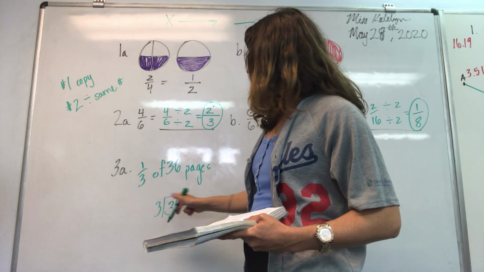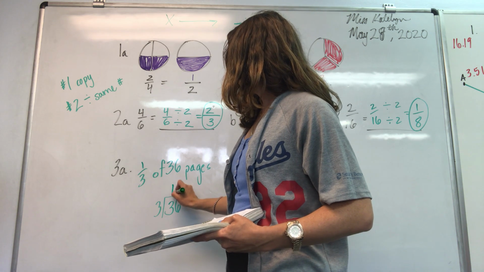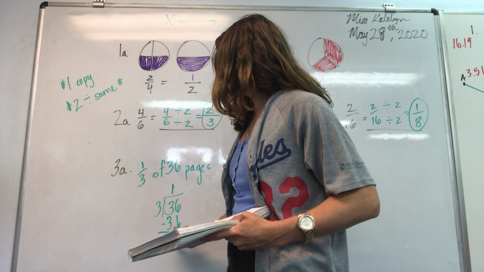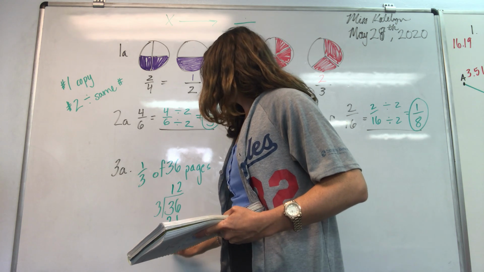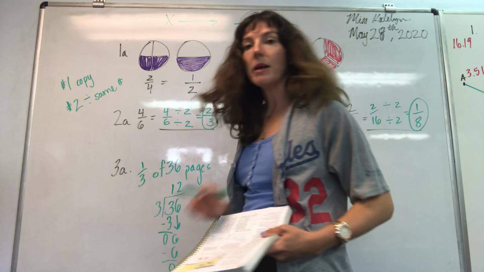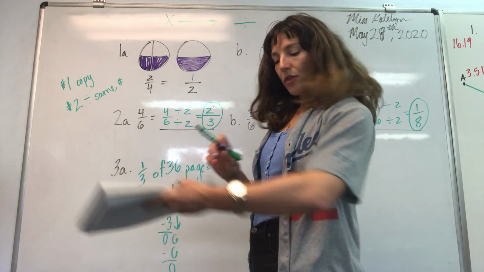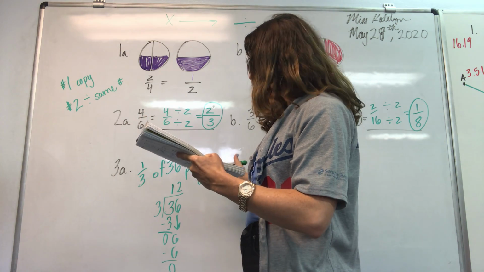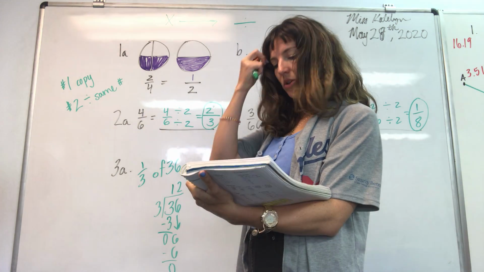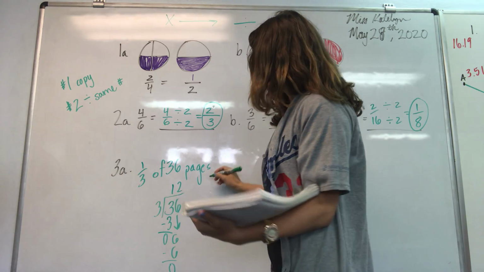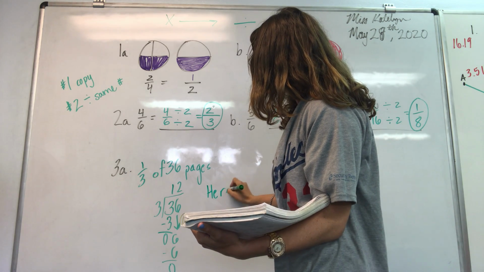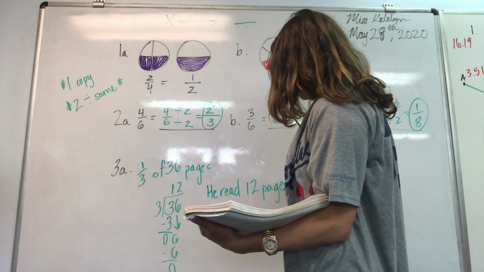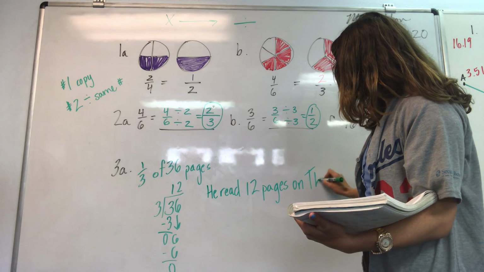Okay? Now, 3 divided by 36, 1, 3, 0. Bring it down. 6, 0. No remainder. 1/3 of the pages is 12. So on Thursday he read 1/3 of the pages. How many pages did he read? Let's answer that first question. He read 12 pages on Thursday.